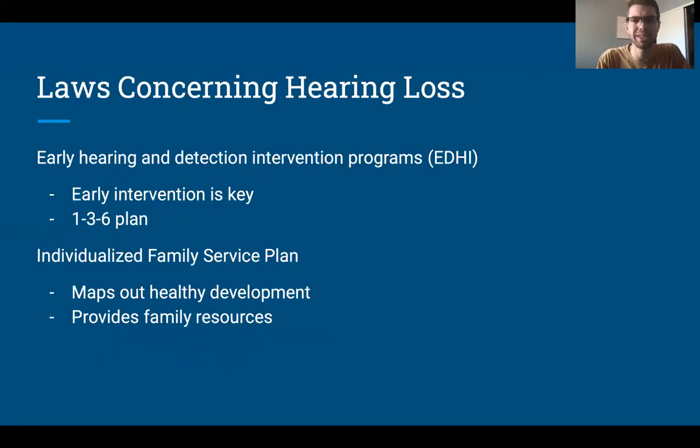And I think I skipped, here we are, the laws concerning hearing loss. So there are several laws that address hearing loss in school systems. And one of the biggest ones is going to be the early hearing and detection intervention programs. This is outside school. However, each state has programs like this to be able to identify hearing loss in a student at the time of birth. And there are checkpoints at 1, 3, and 6 months.